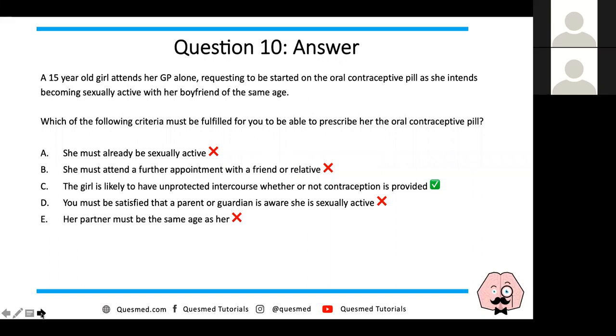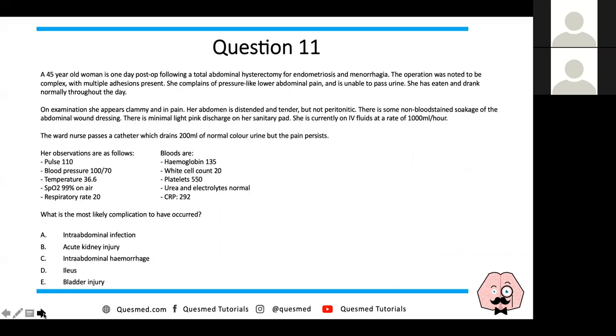So moving on to the last question, and the last question is an emergency scenario. This is a scenario that I encountered as an FY1 when I did a gynaecology rotation. So it's a real life scenario. It's a bit of a long scenario, so I'm going to give you 2 minutes to read the question and to submit an answer. And this is the last question of the session.